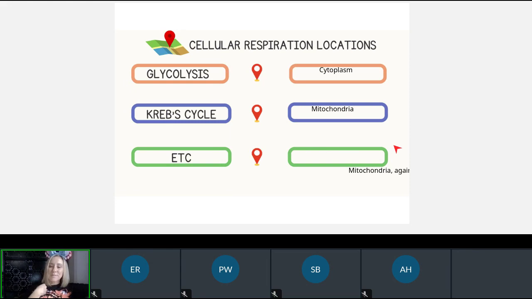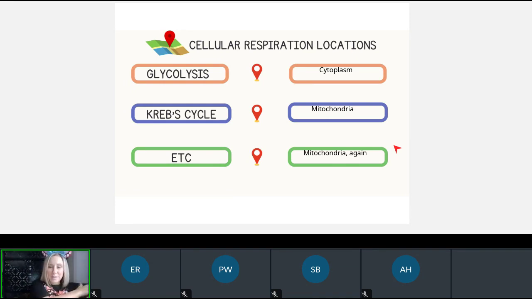Good job, guys. I'm so proud of you. This is a complex process, right? This is how our cells take what we eat and make the energy currency that they need to do all the things that our body needs to do to survive. All right.